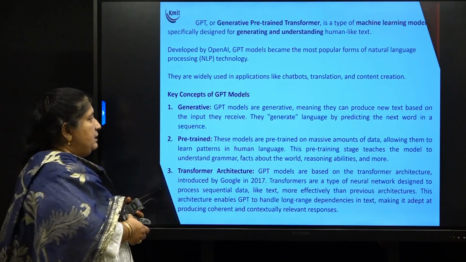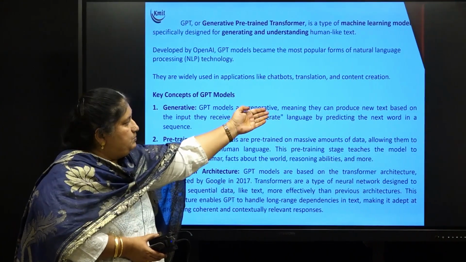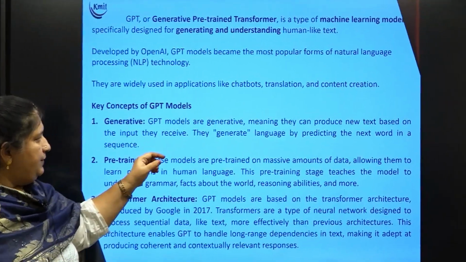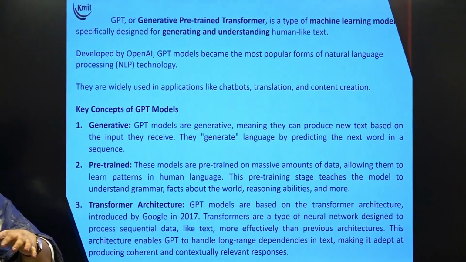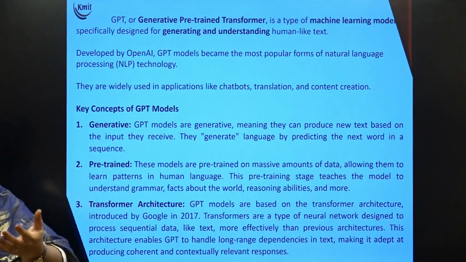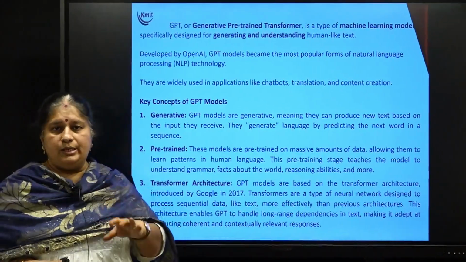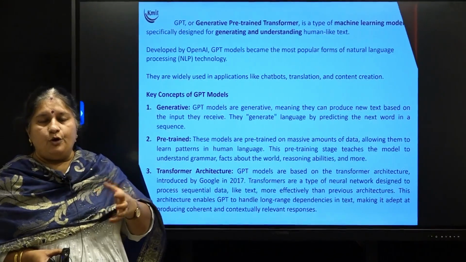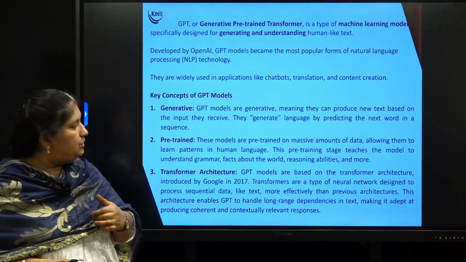So GPT models come with the feature called generative, which means they can produce new text based on the input they are receiving, and they generate the language during that process. What they are doing is using the concept of prediction. How are they predicting? What is the next word in the sentence? Not simply next sentence prediction, they are predicting word by word when they are generating the new text.